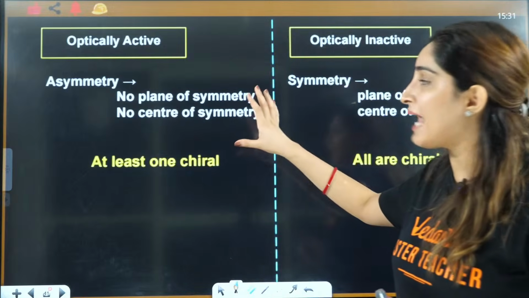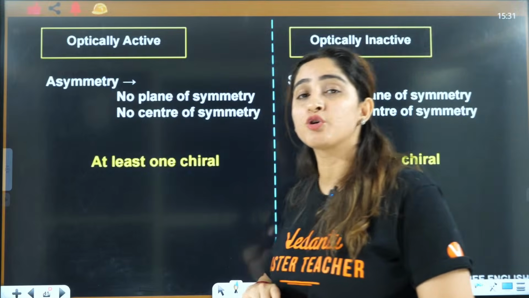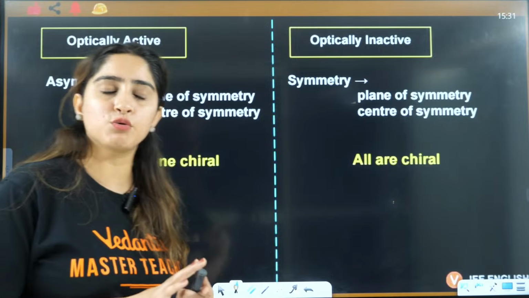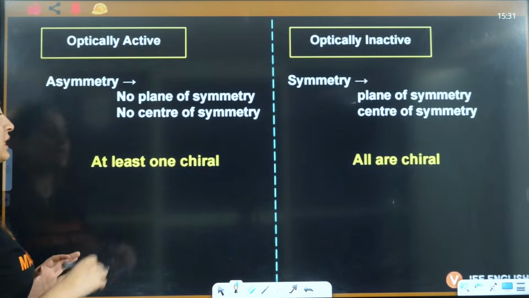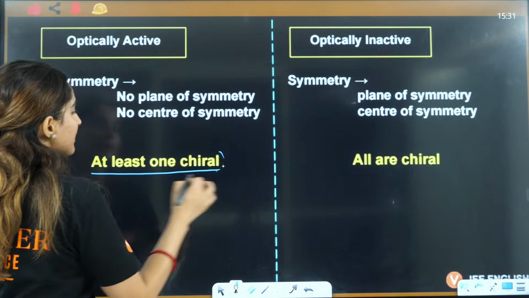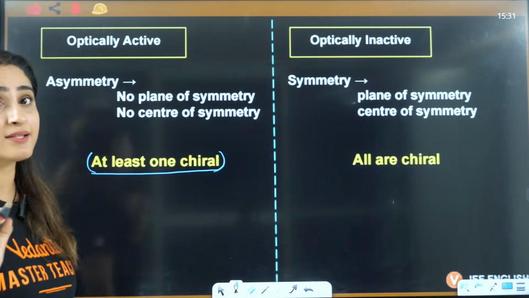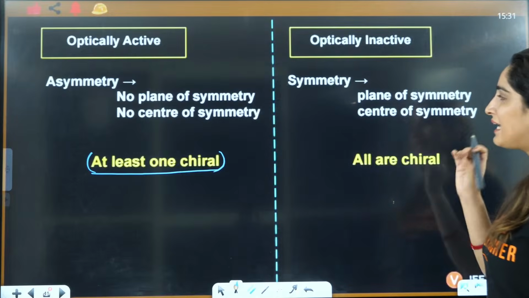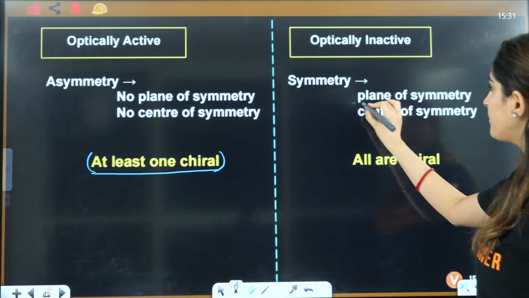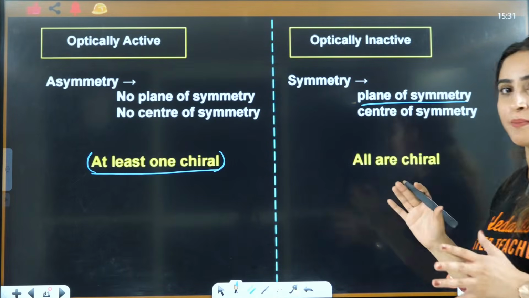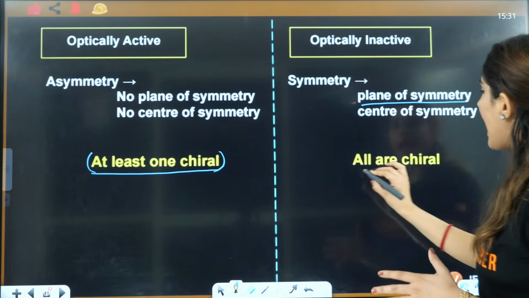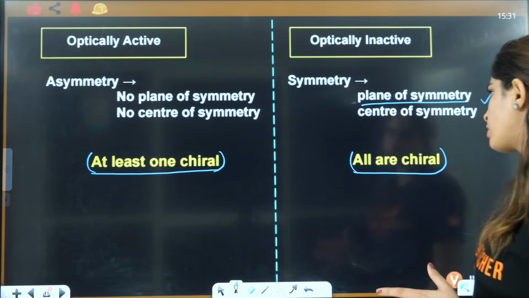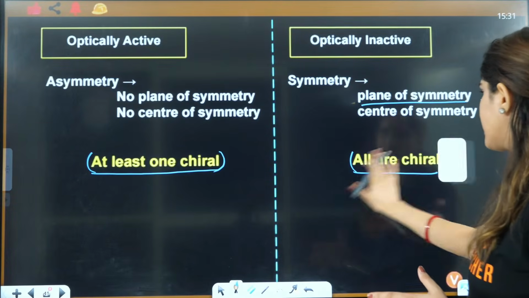So for an optically active compound, the first thing is there should be no symmetry in that compound, right? No plane of symmetry, no center of symmetry, nothing. At least one chiral carbon should be there. Then we can say this is an optically active compound. Optically inactive means there is a plane of symmetry, or any kind of symmetry, in the compound.